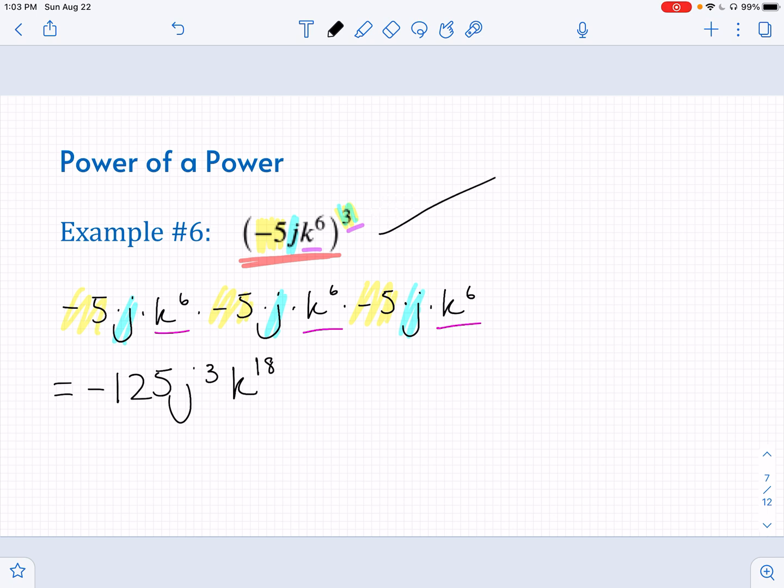Another way you could look at it is simply to say, well, negative 5 to the 3rd is negative 125. J to the 1st to the 3rd is j to the 3rd. And k to the 6th to the 3rd, we just multiply those exponents and we would get k to the 18th.